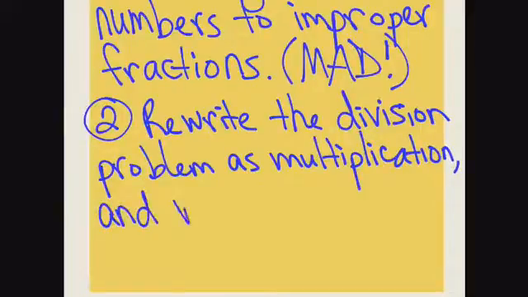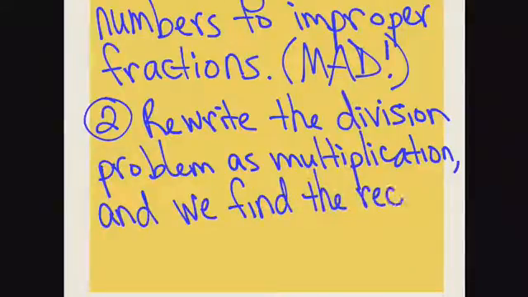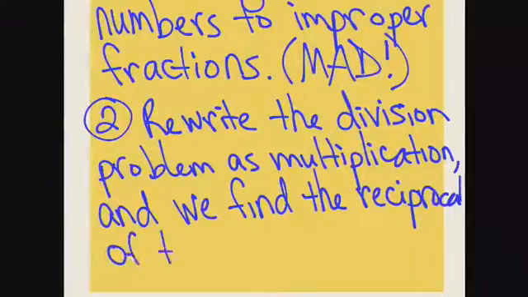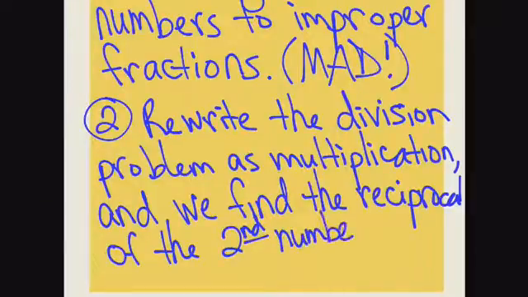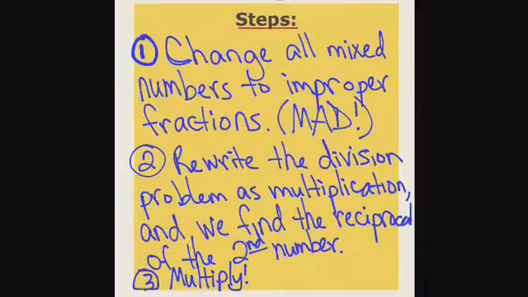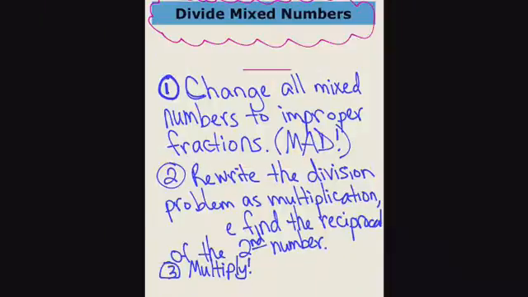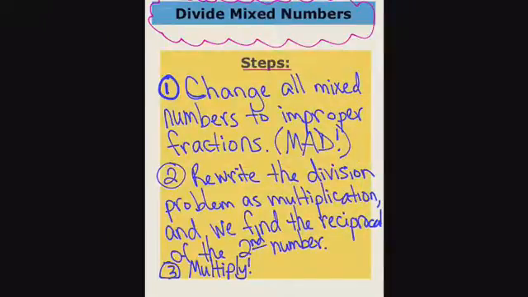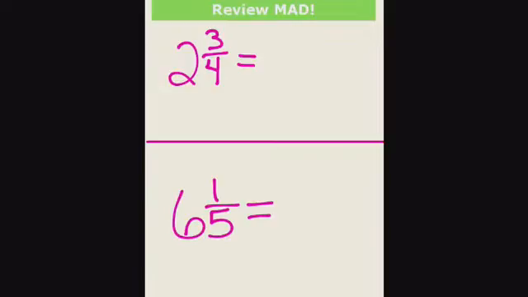And we find the reciprocal of the second number. Remember, reciprocal, reciprocal. And then our final step is to multiply. So pretty similar to what you've already learned. The only thing that's really different is making sure we change all our mixed numbers into improper fractions. Make sure you have all these copied down before moving on to the next step.